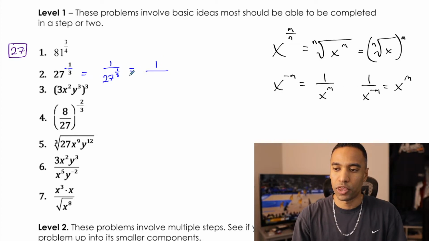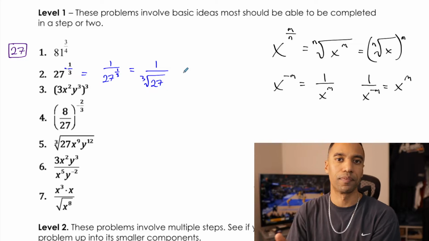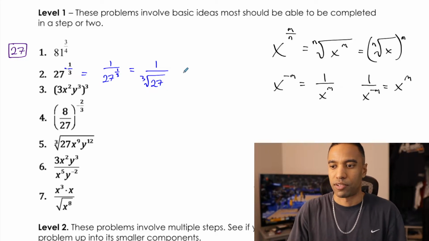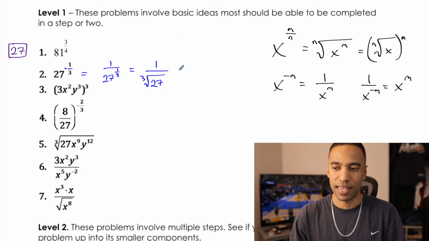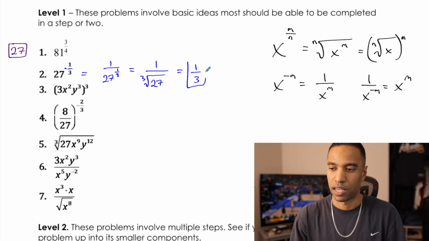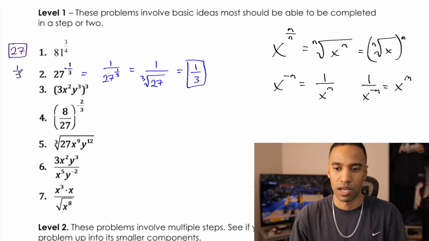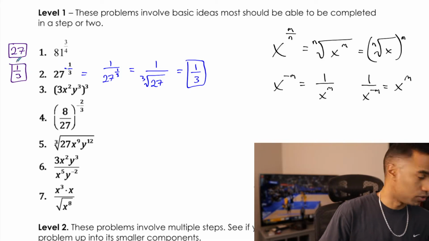So 27 to the 1/3 power, in the same vein as the previous one, the 3 would represent the root, so we're taking the cube root of 27 to the 1st power, which will just stay 27. So we have to take the cube root of 27, and that is 3. So we will get 1/3 from that, and 1/3 is then the answer. That is the simplified version of that problem for number 2.